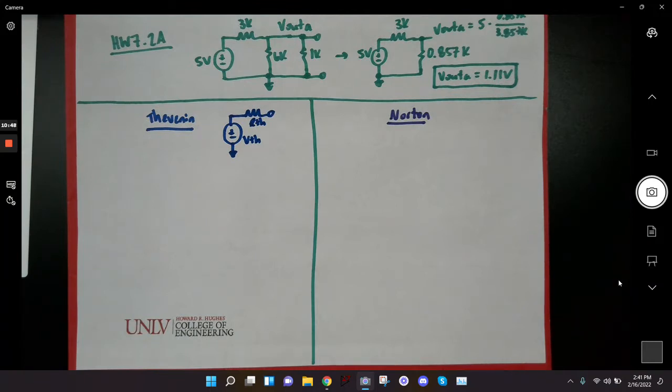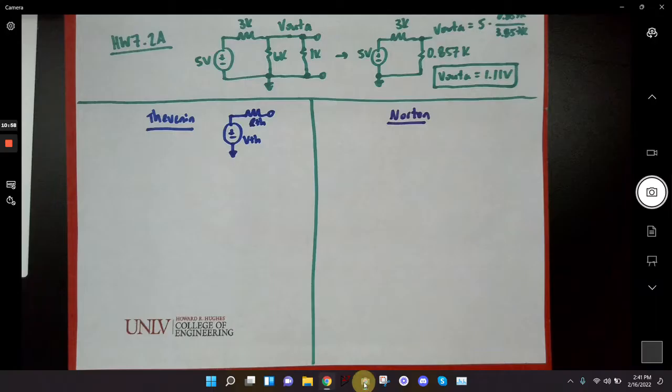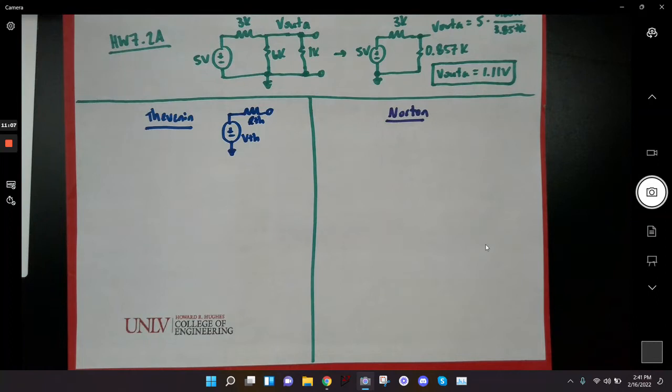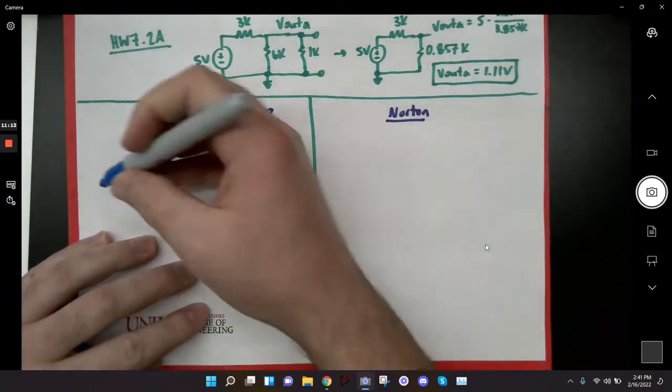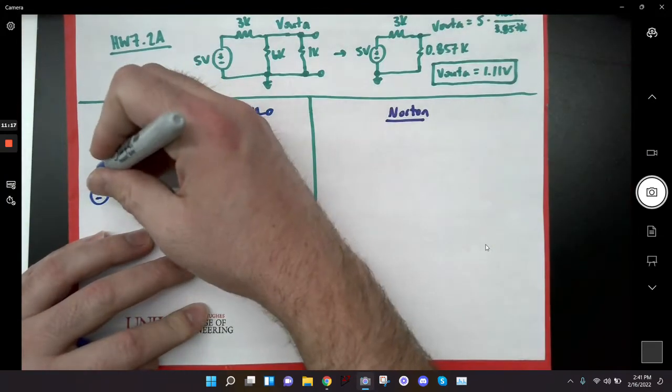What I asked you guys to do is to find the Thevenin and Norton equivalents for the given circuits when the load resistor is removed. It should be noted that you don't have to find Thevenin equivalents with the load resistor removed. You could find a Thevenin equivalent for the circuit with the load resistor in there, but it makes it easier when you remove it. That's why I'm telling you to do that. So first we're going to draw the original circuit again, and remove the load resistor.